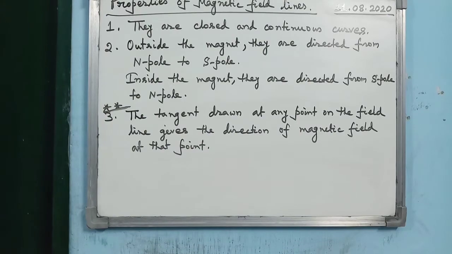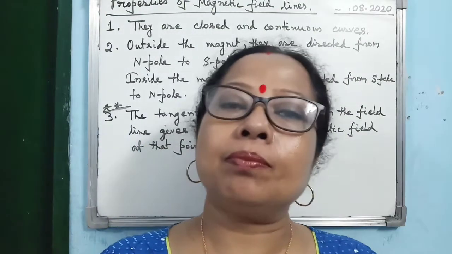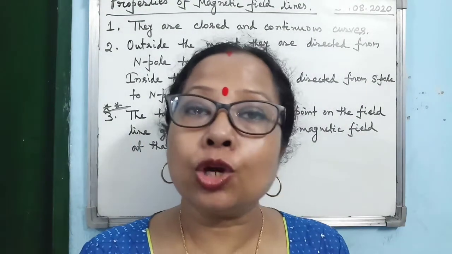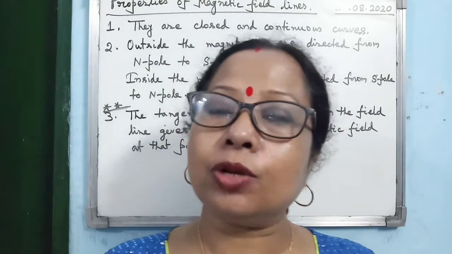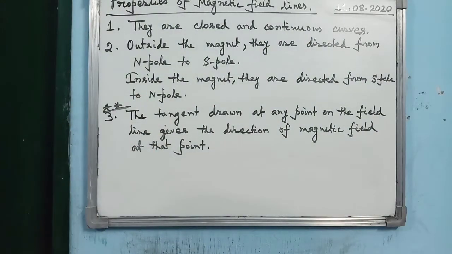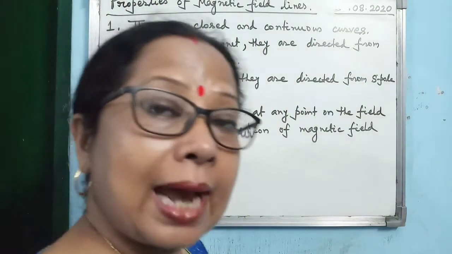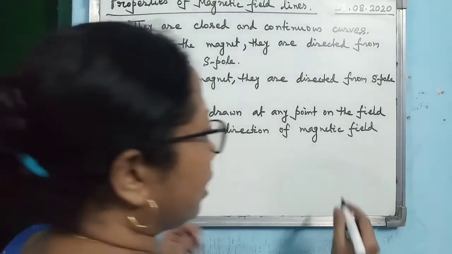Now what are the properties of magnetic field lines? Already the first property I discussed by drawing the diagram, that magnetic field lines are always closed and continuous curves. Then the second point is, outside the magnet, they are directed from north to south pole. Already I have given the arrow. I hope you can remember.